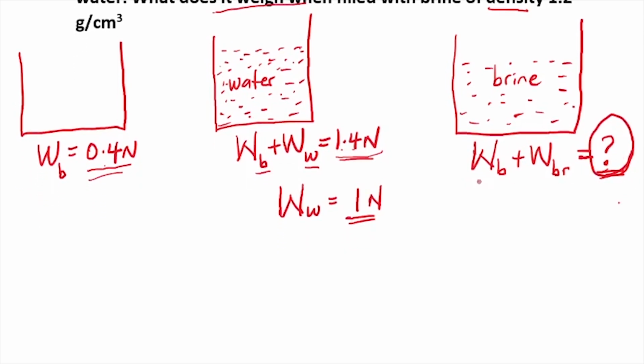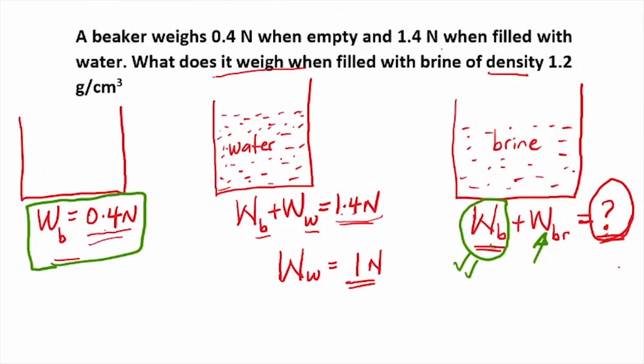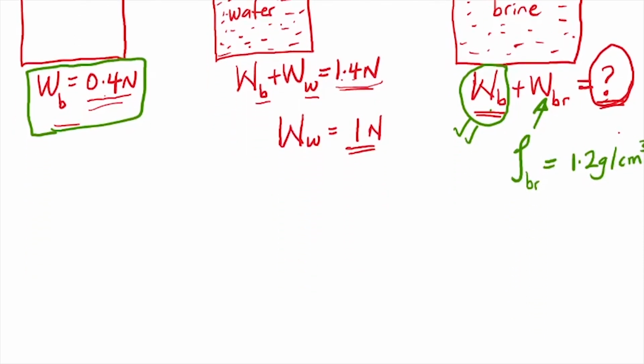First of all, weight of the brine. Weight of the beaker. We already have the weight of the beaker here. It is 0.4 right there. So if that's the weight of the beaker, it means the weight of the beaker is sorted. Now, we need to find the weight of the brine. That's what we need to find. Now, the information about brine is that the density of the brine is 1.2 grams per centimeters cubed. All right, so let's go ahead and find the weight of the brine.